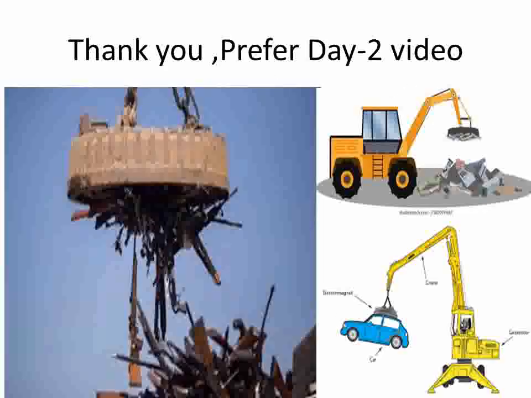Here are the electromagnets shown in the figure. In industries, electromagnets are working in place of human labor, and they are very strong. They are lifting iron scrap. An iron car is also shown. Here a crane is lifting an iron car with the help of an electromagnet.